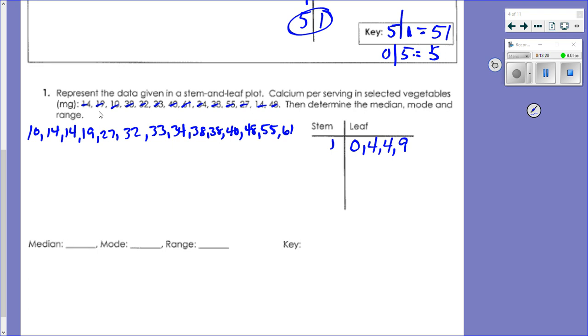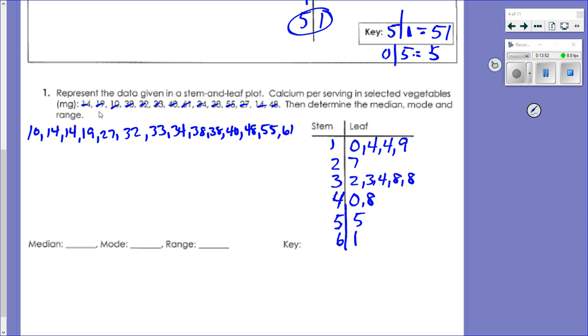My next stem is a 2. I've only got 1 under the 2s. That's my 7. My next one is a 3. So I have a 2, 3, 4, 8, and another 8. Under the 4s, I have 2 under the 4s. I have a 0 and an 8. 5s, I just have 1, the 5. 6s, I have 1, the 1.